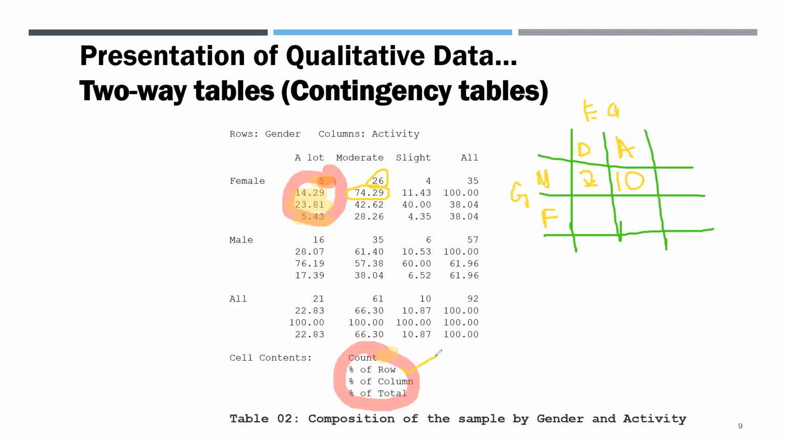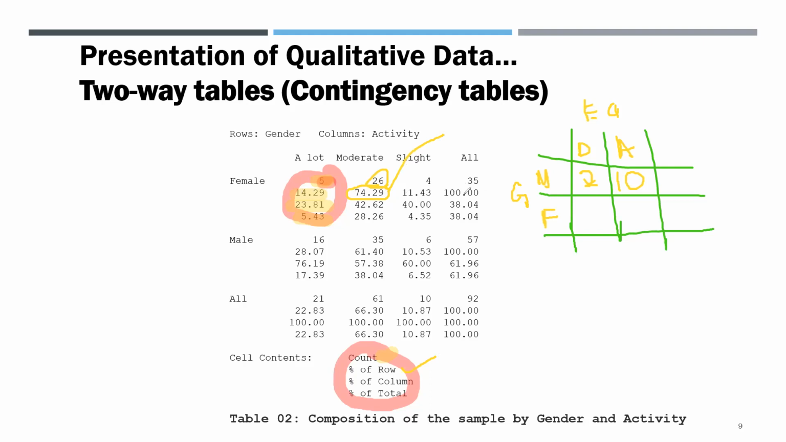If you go to the cell description, these are the row percentages. What are row percentages? That means how this percentage is calculated. All these 3 are percentages. But this one is the row percentage, this is the column percentage, and this is the total percentage. So how can you calculate this 74.29? These are the row percentages.